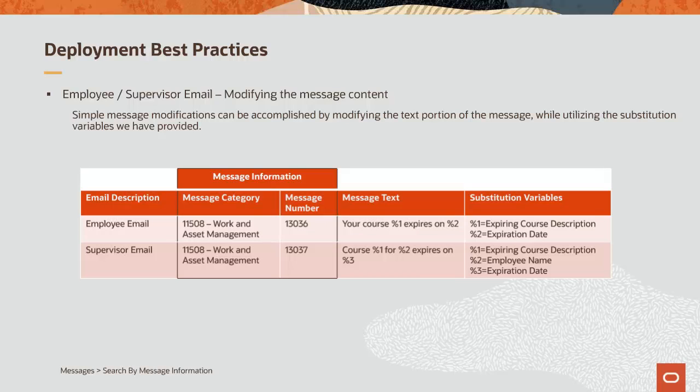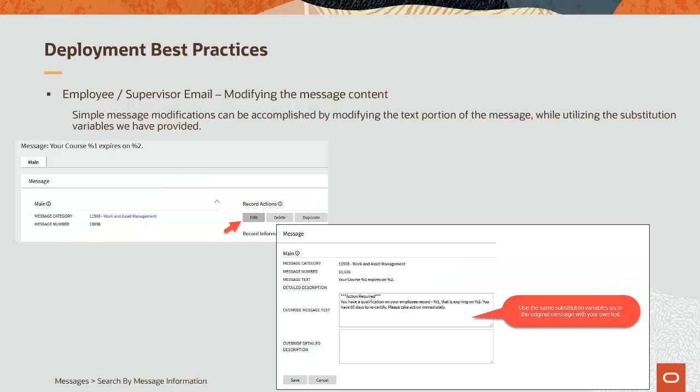We anticipate that customers will want to tailor the content of these messages. In order to do that, they would open the Messages app and fetch the message they wish to modify using the message category and the message number provided on the slide. Once the message has been fetched in the Messages app, click the Edit button, and using the same substitution variables as provided in the original message, where %1 equals course description and %2 equals course expiration date, use the override message text to specify your custom message.